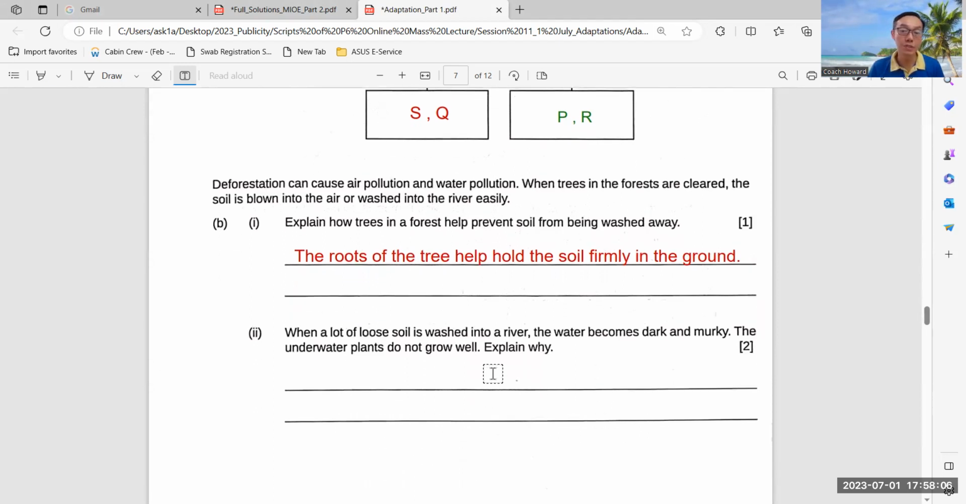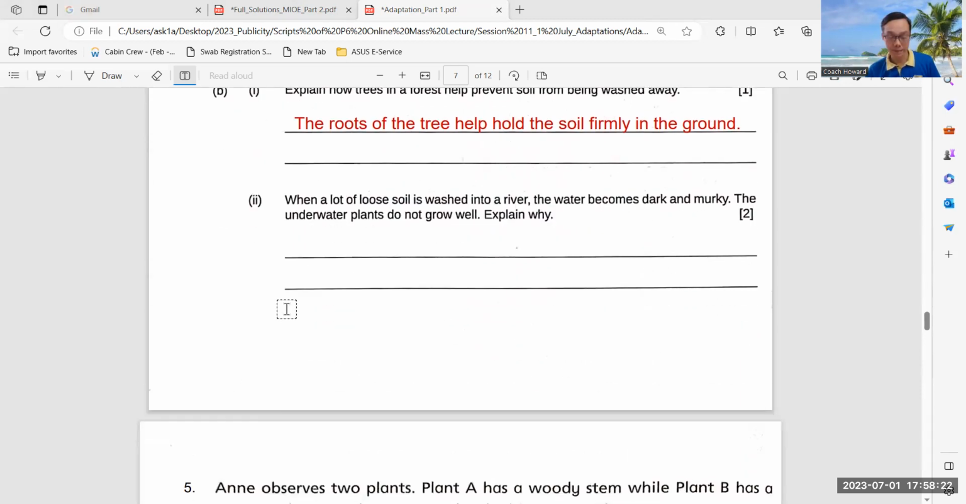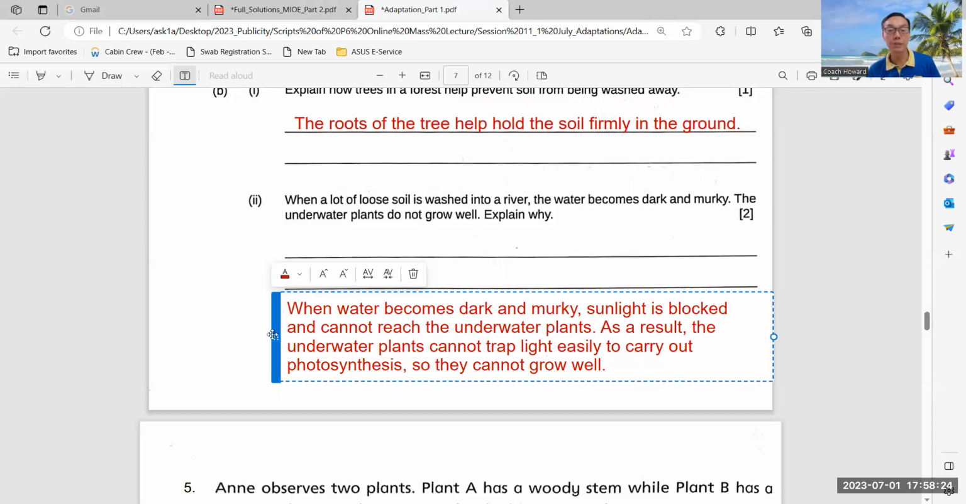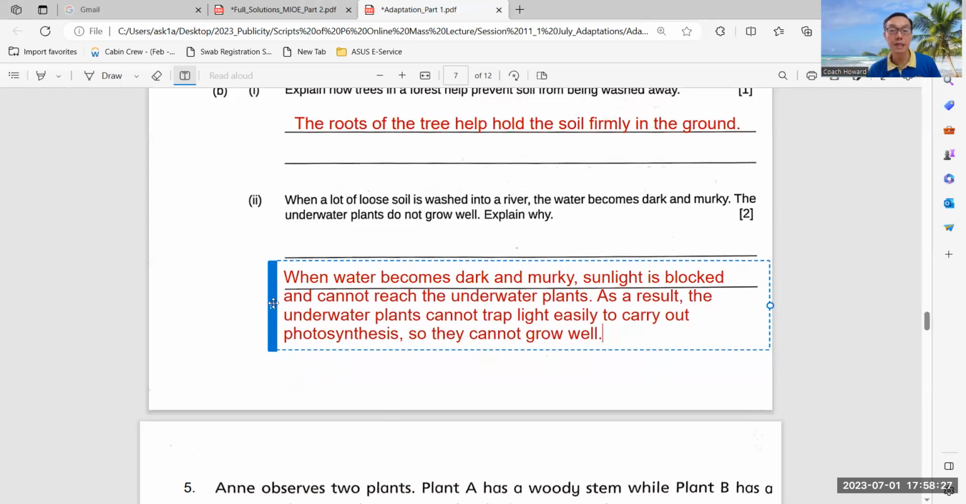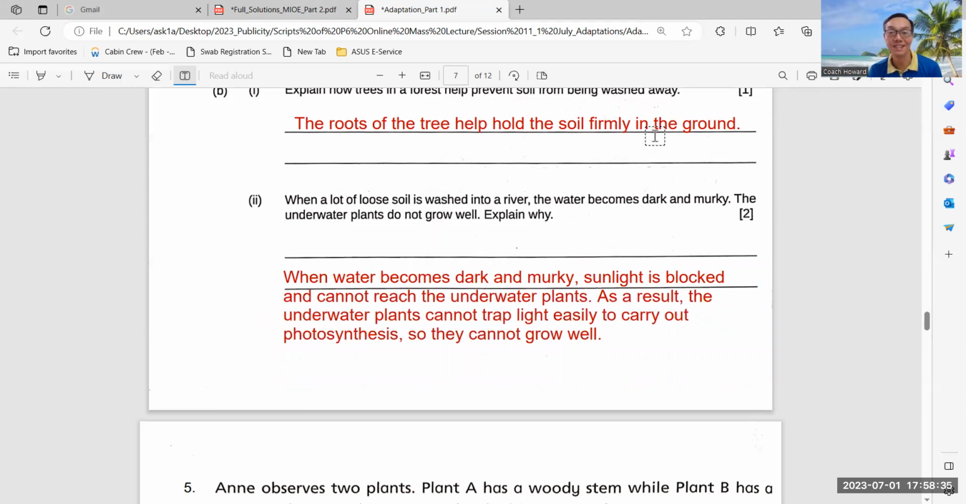When a lot of loose soil is washed into the river, the water becomes dark and murky. Underwater plants do not grow well. Remember we also did this earlier, at the beginning of the lesson, because it blocks the light. When water becomes dark and murky, sunlight is blocked and cannot reach the underwater plants. Actually, it is called submerged plants, not underwater. As a result, the submerged plants cannot trap light easily to carry out photosynthesis, so they cannot grow well.